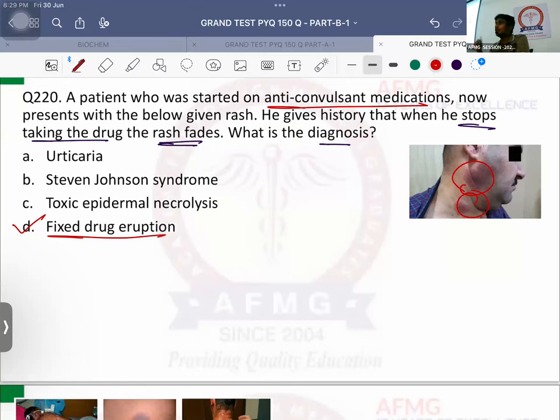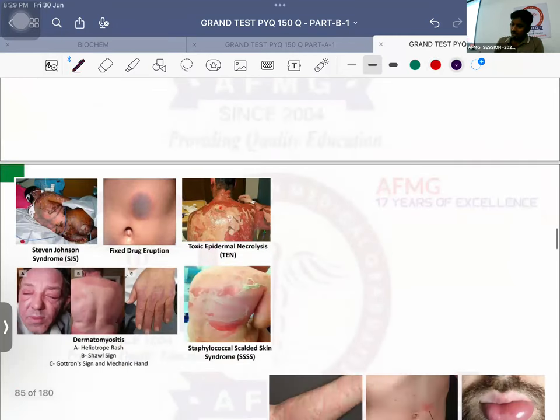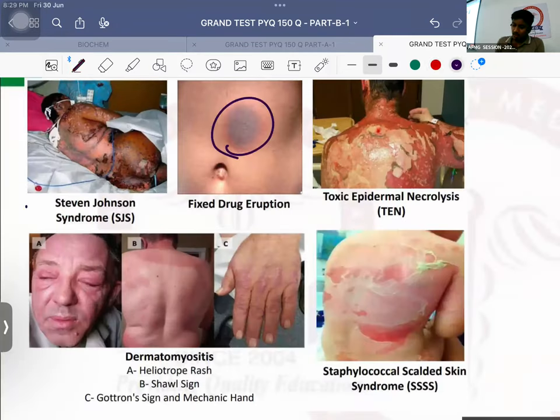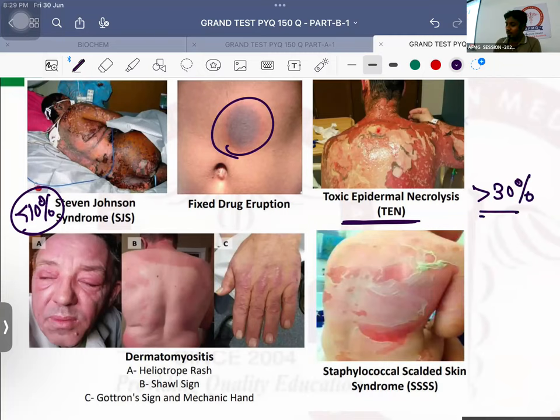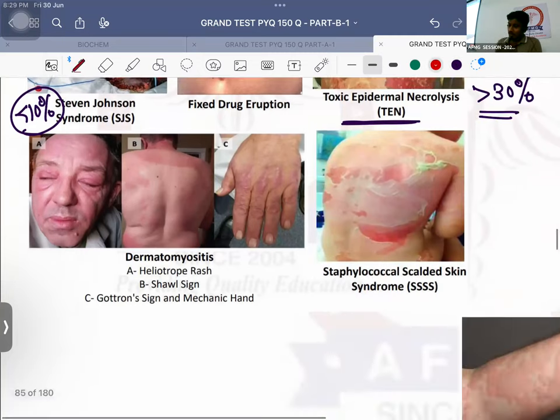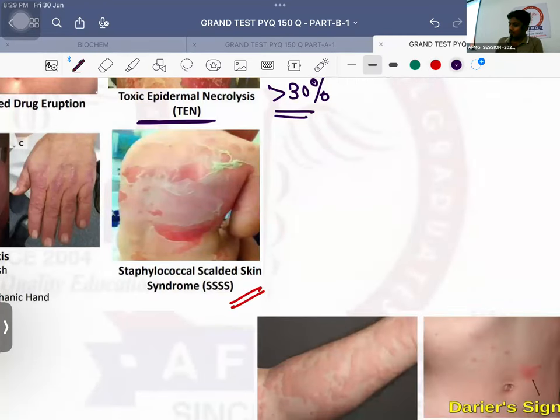A very commonly repeated question in the exam. It is a case of fixed drug eruption. That's it. Okay? No issues with this. So this is a case of fixed drug eruption, as you can see. When there is less than 10% epidermal loss, that is known as Stevens-Johnson syndrome. Toxic epidermal necrolysis has more than 30% skin loss. 10 to 30 is an overlap of both. Okay? This is staphylococcal scalded skin syndrome.